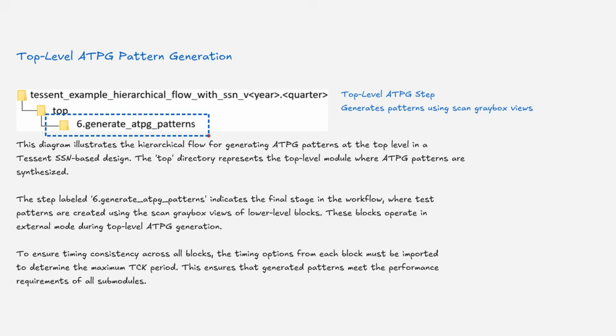This diagram illustrates the hierarchical flow for generating ATPG patterns at the top level in a Tessent SSN-based design. The top directory represents the top-level module where ATPG patterns are generated. The step labeled 6.generate ATPG patterns indicates the final stage in the workflow where test patterns are created using the scan gray box views of lower-level blocks. These blocks operate in external mode during top-level ATPG generation.